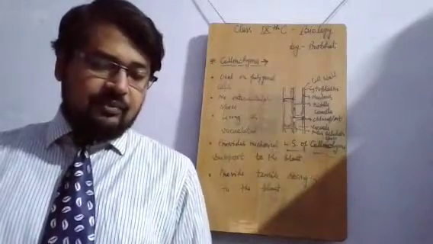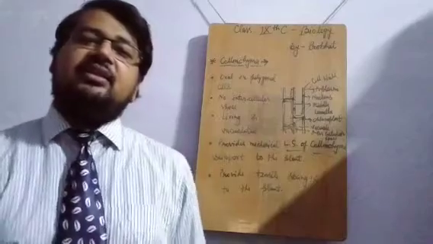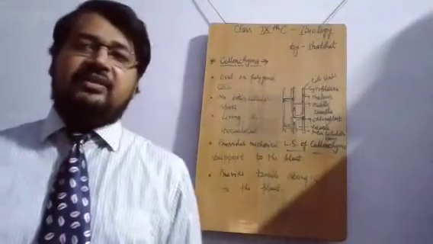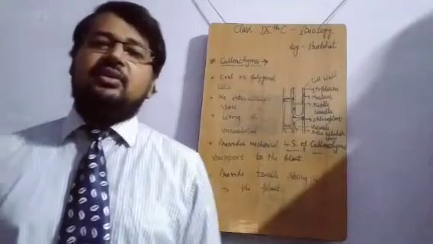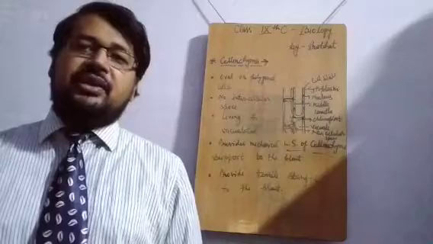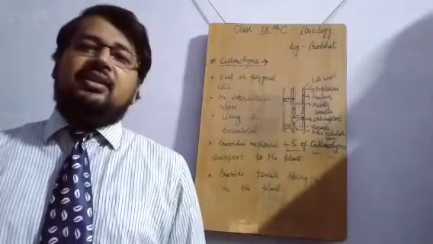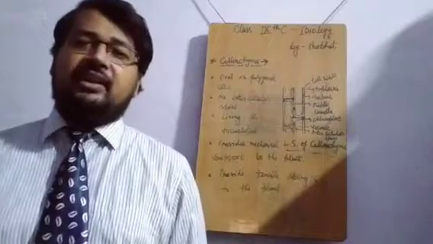Now the last function. If chloroplast is present, photosynthesis will take place. You can easily understand this process. When chloroplast is there, sunlight is there, CO2 is there, H2O is there, if these four factors are available, then photosynthesis will take place automatically.